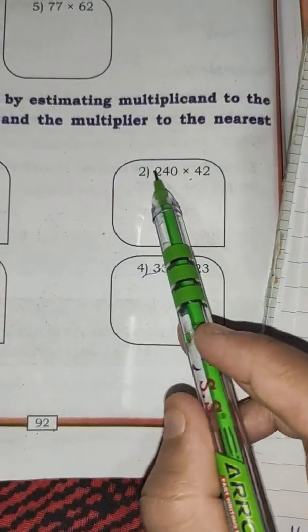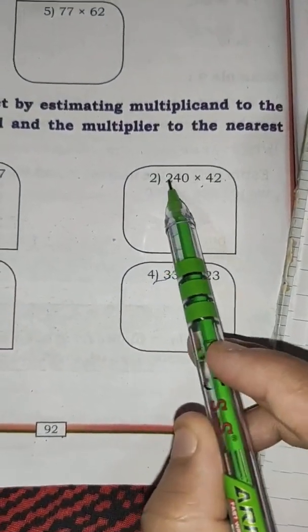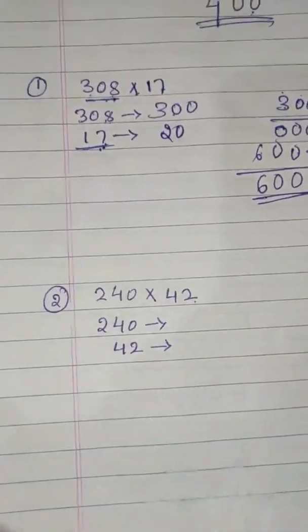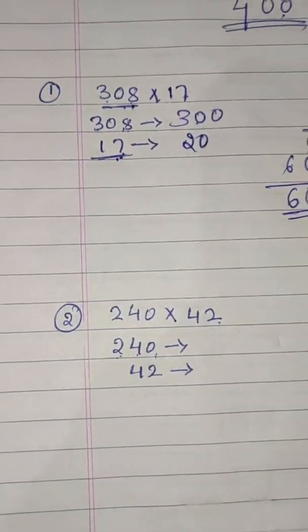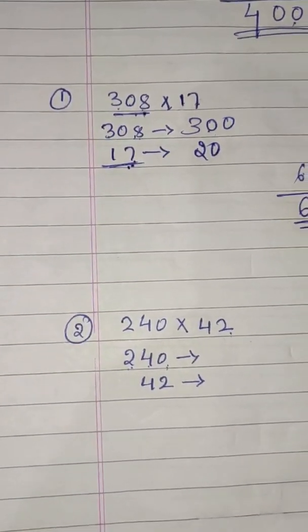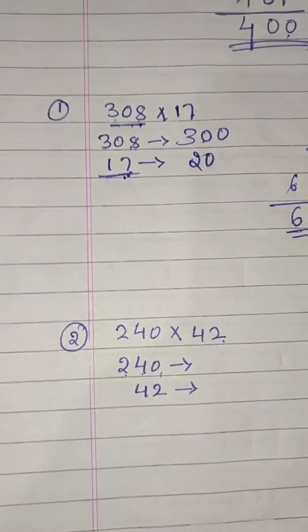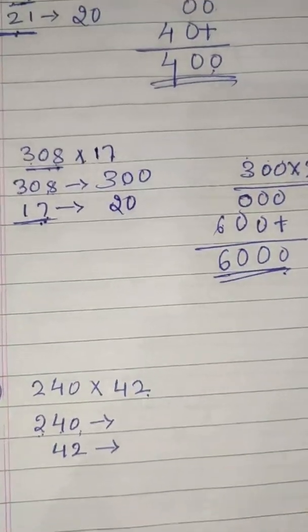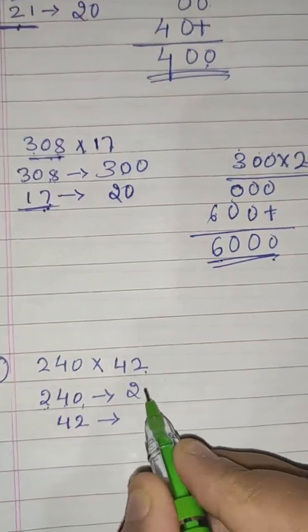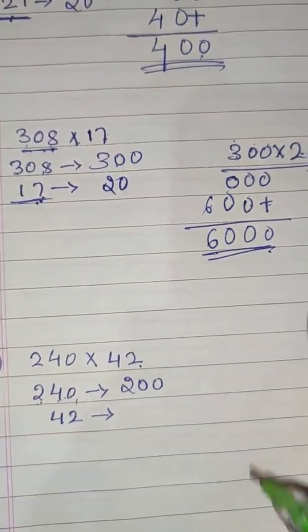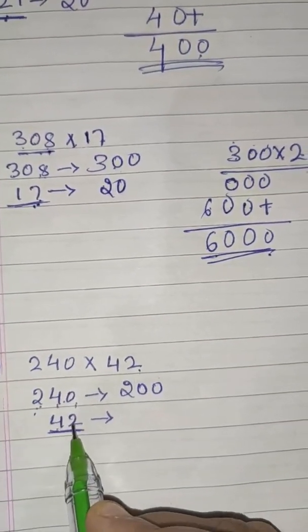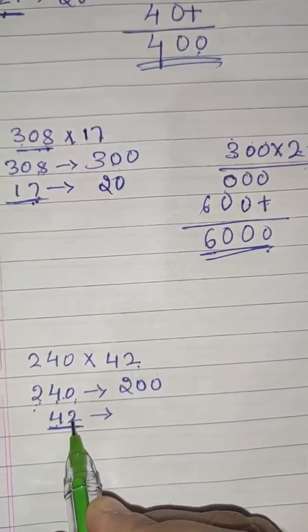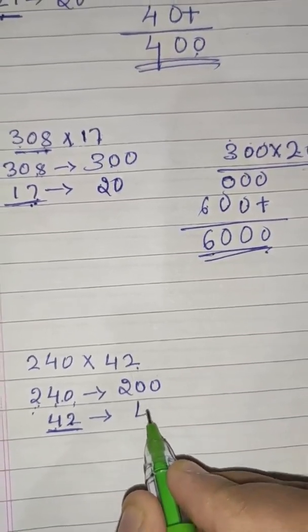Now let's take one more example here. Second one, 240 into 42. So what is the estimated value of 240? Whether it is nearer to the 200 or it is near to the 300. Yes, it is nearer to the 200 because 300 is so far from the 240. Right? Now come to the multiplier 42. Whether it is near to the 40 or to the 50. Yes, it is near to the 40.